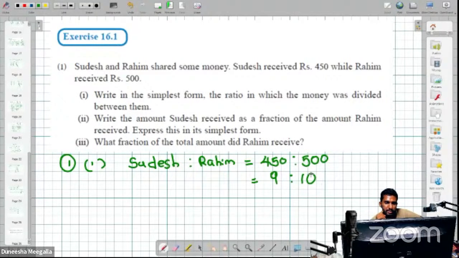Write the second one. Write the amount Sudesh received as a fraction of the amount Rahim received. Express it in its simplest form.